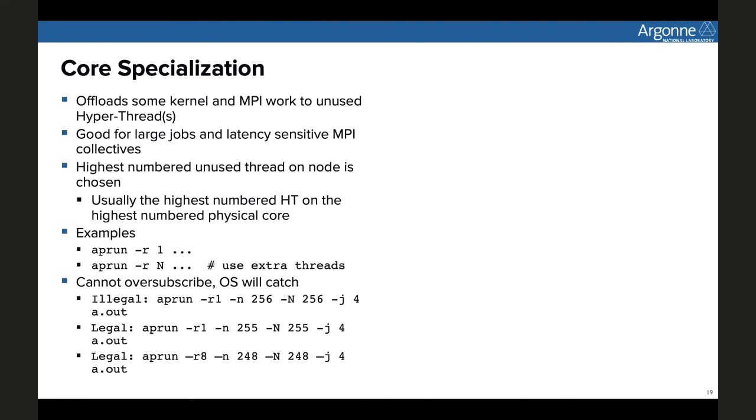So Cray encourages using this aprun -r option because you're not actually taking away a core, since it's only using a hyperthread. You could use -r 8 or -r 1. You could run 64 MPI processes without any problem because you're only dedicating one hyperthread for core specialization. But you can't use all the hyperthreads; you only have 255 threads available for the application process.